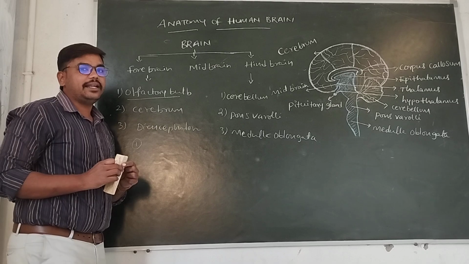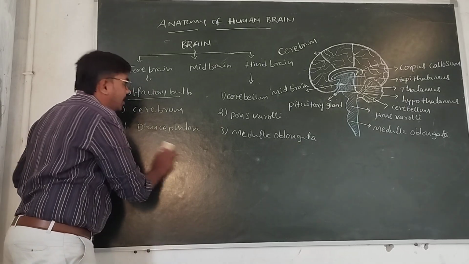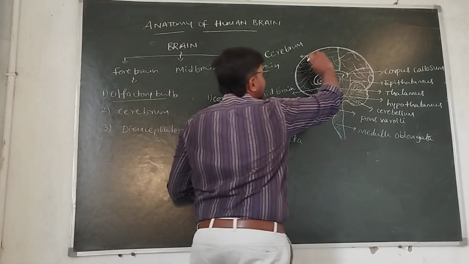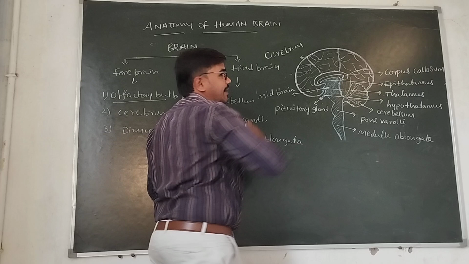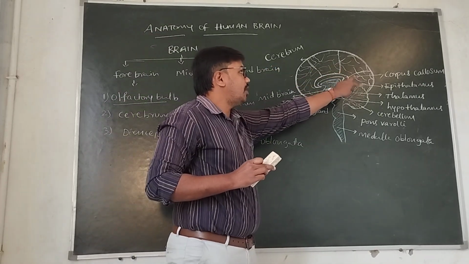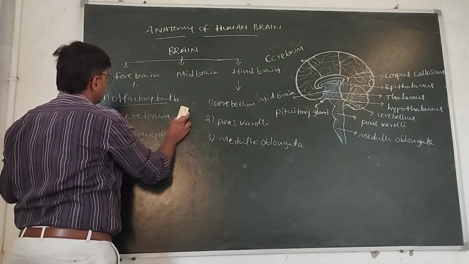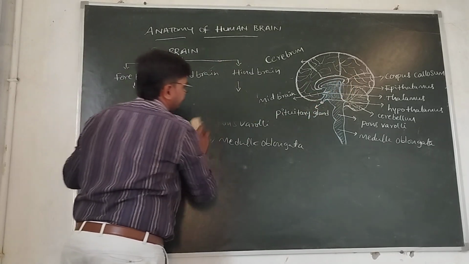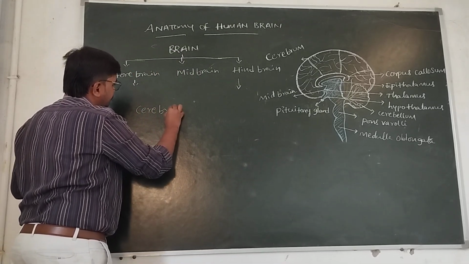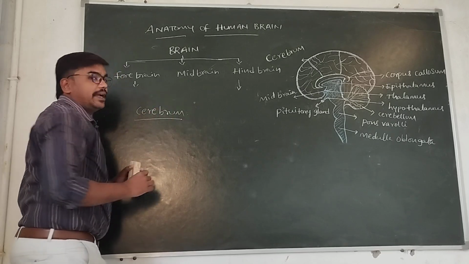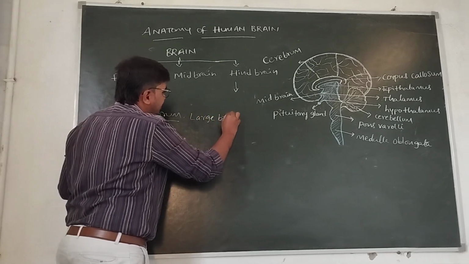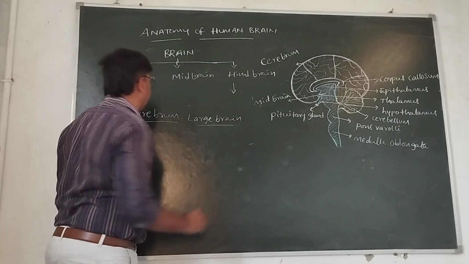The second one is the cerebrum. The cerebrum is a major part of the brain. It occupies the majority of the portion of the human brain. That's why the cerebrum is called the large brain.